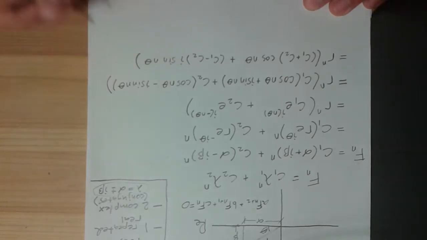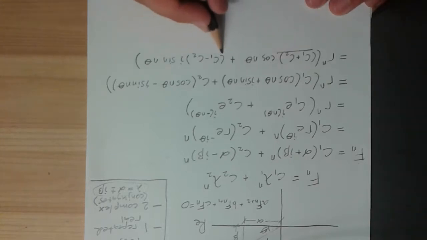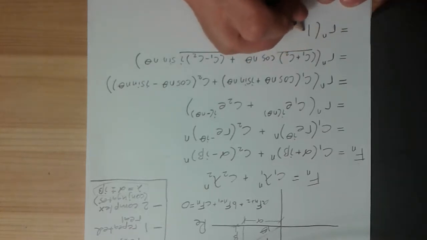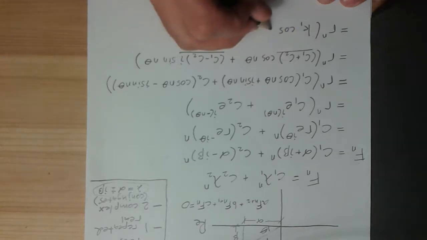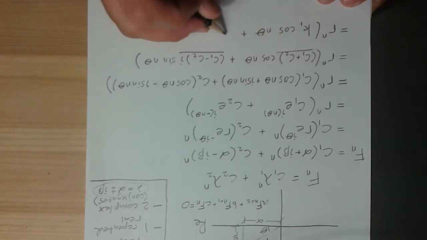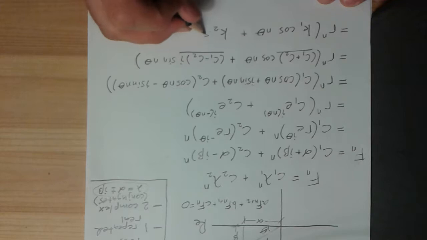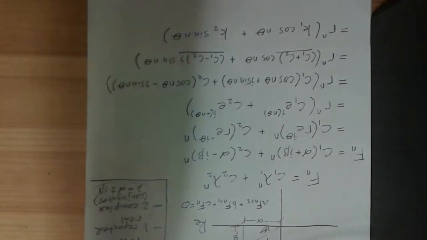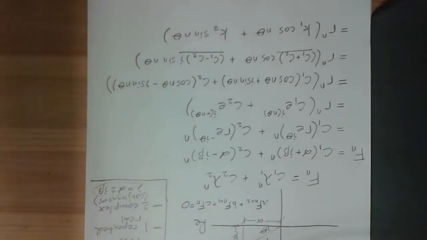And then from here, I can just redefine those arbitrary constants. Call this one K1, call this one K2. So this is r to the n, K1 cosine n theta plus K2 sine n theta. So let's compare with the solution to the differential equation.